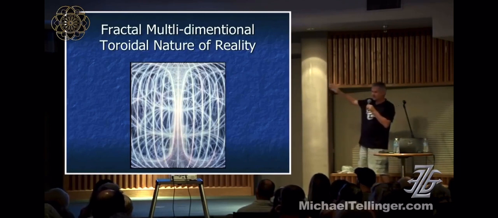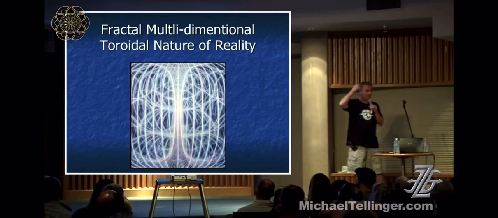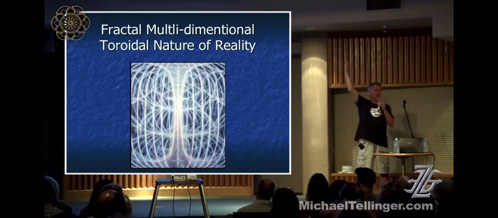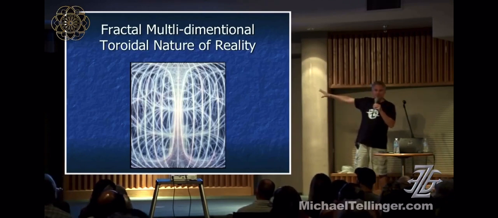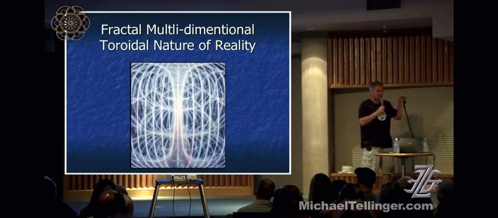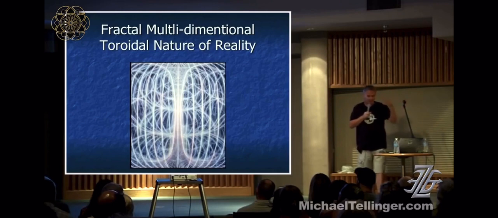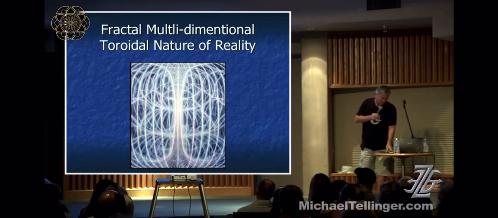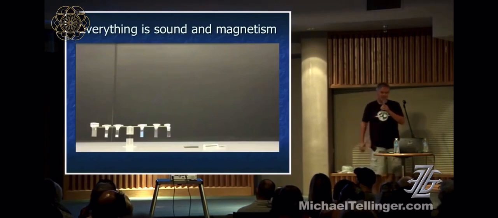When I see this, this is what I imagine we look at when we look up at the stars and the cosmos. This is a lot closer to the nature of reality that surrounds us than pretty much anything we get shown by NASA. This is all to do with toroidal fields and magnetism. Now, everything is sound and magnetism, and this is really important.